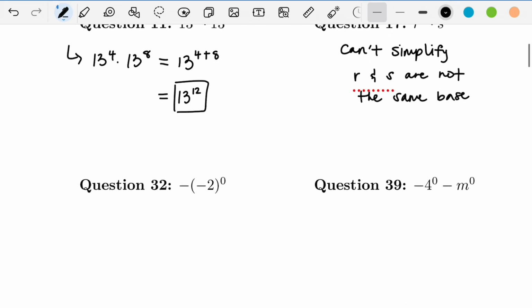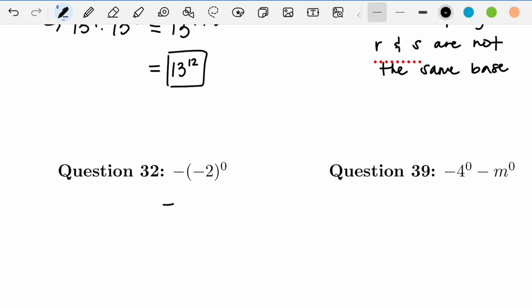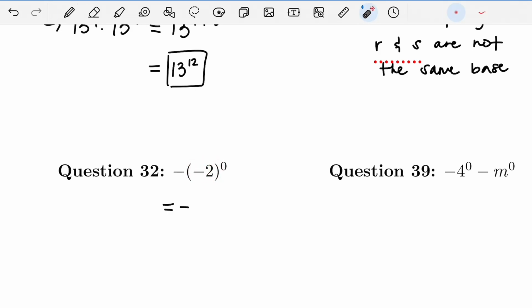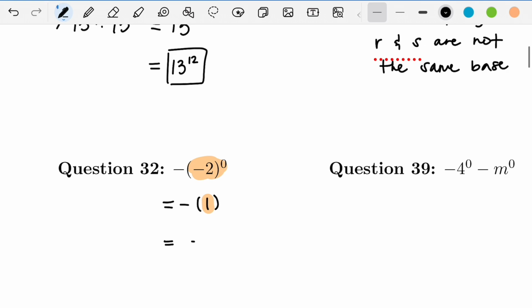Now for this next question here, 32, we're going to use our zero exponent rule. That says anything to the power 0 is just going to be 1. So for this example here, we still have this negative out front, and we're taking negative 2 to the power 0. Everything inside of this parenthesis to the power 0, well, we know anything to the power 0 is just 1. So this whole thing here becomes just 1, and so this answer will give us a negative 1.